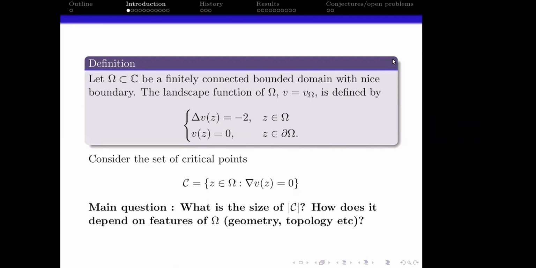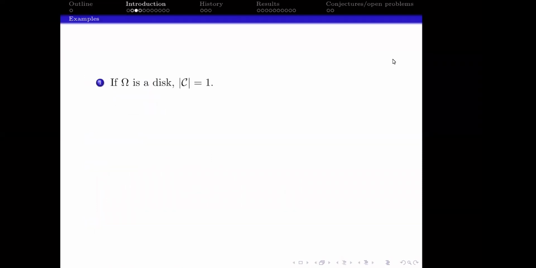So this is our main problem. You look at Laplacian v equals -2 with 0 boundary conditions, and you ask for the size of the critical points. Now let me give a few examples. One should always look at some examples. Suppose omega is a disk. Then in this case, you can write down explicitly what the landscape function is. For simplicity, let's just look at the unit disk, of radius 1.